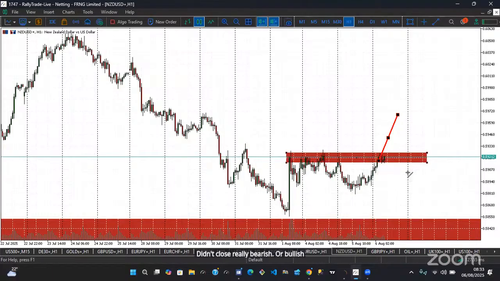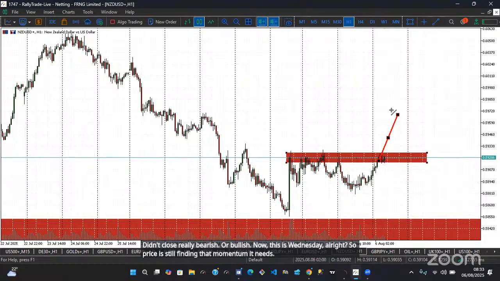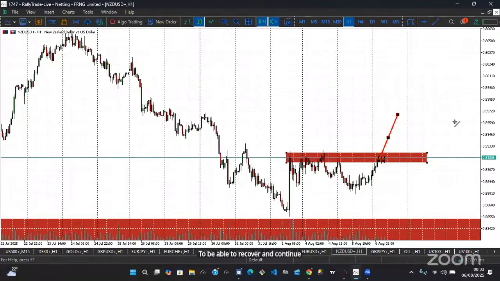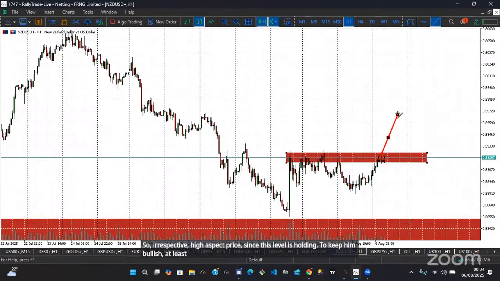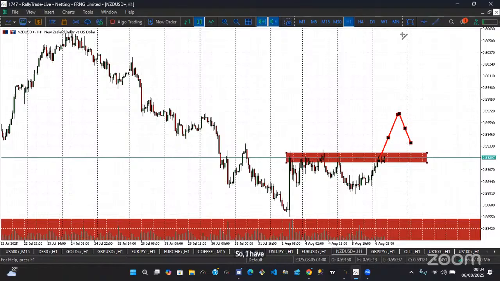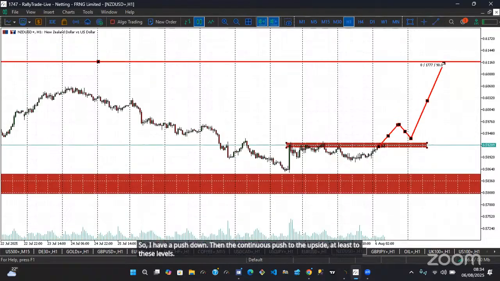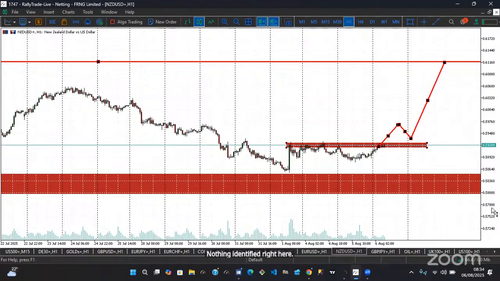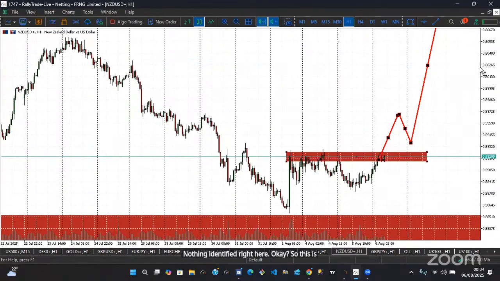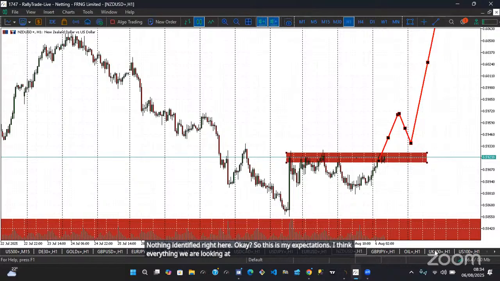Now, this is Wednesday. All right, so price is still finding that momentum it needs to be able to recover and continue the direction that it needs to go. But irrespective, I expect price, since this level is holding, to keep being bullish, at least to these levels. So we might have a push down, then a continuous push to the upside, at least to these levels that I identified right here. Okay, so this is my expectations. I think everything we are looking at is going bullish and bullish.